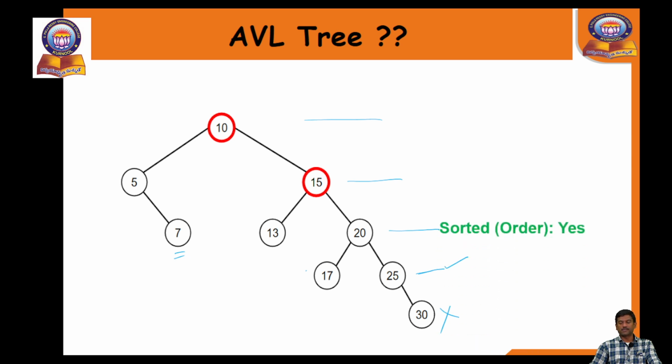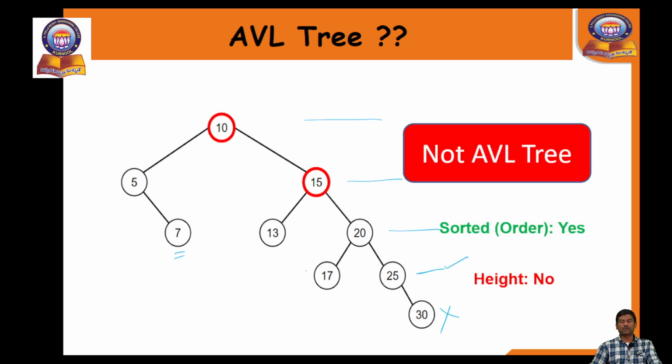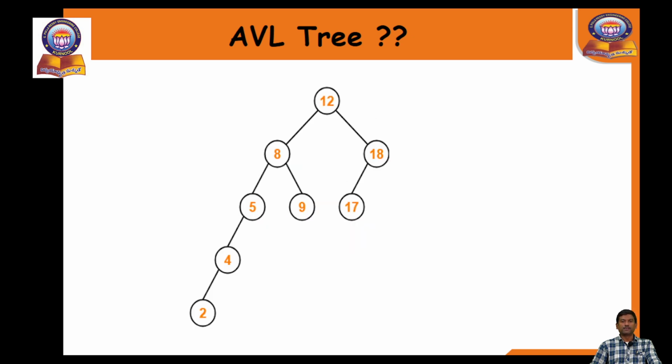And that is how we can say, of course, it is a binary search tree, but height-wise it is not a balanced binary search tree. Why? Up to this level, we can say it is an AVL tree, but one level beyond this one, we cannot say it is an AVL tree. And that is how we can say this is not an AVL tree. Now you can easily guess whether it is an AVL tree or not.